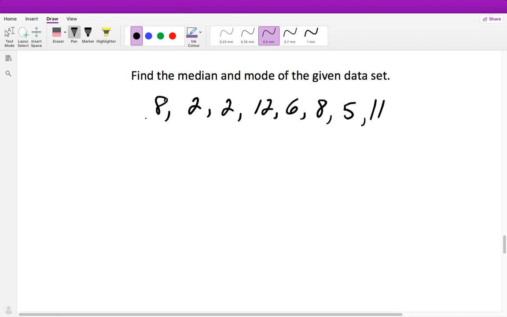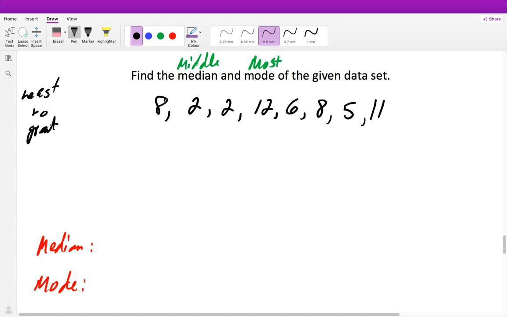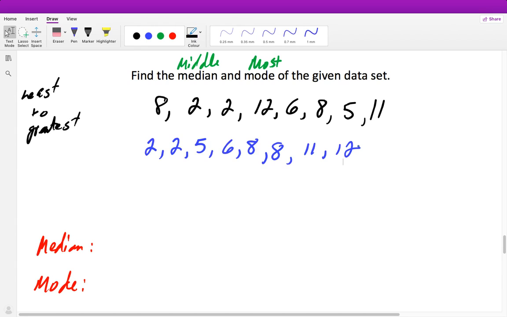Let's say I give you this data set, and I ask you to find the median and the mode. Down here at the bottom I will write median and mode. Remember, our median is our middle number, and our mode is our most. Whenever we're doing our median, I need to rearrange these in proper order from least to greatest, so I'm going to pause the video and rewrite them. Now if I count how many data values I have: 1, 2, 3, 4, 5, 6, 7, 8.